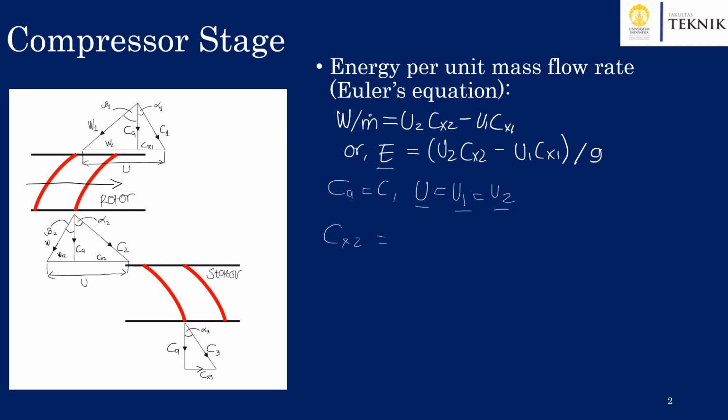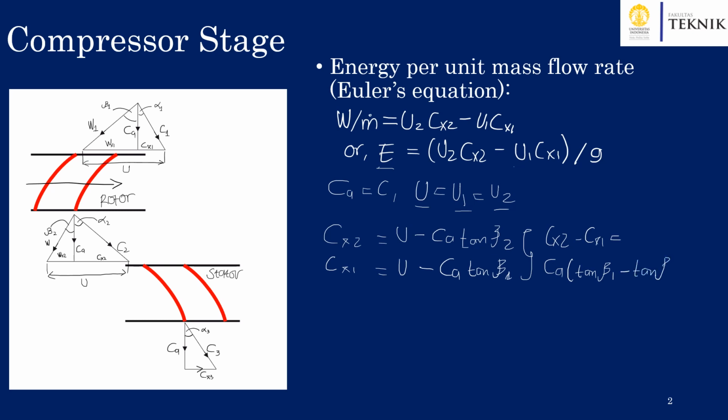We can write it down as U minus CA multiplied by the tangent of beta 2, and it also applies to the inlet of the rotor. We can write it as U minus CA multiplied by the tangent of beta 1. So we can subtract these as Cx2 minus Cx1 equal to CA multiplied by the tangent of beta 1 minus the tangent of beta 2.